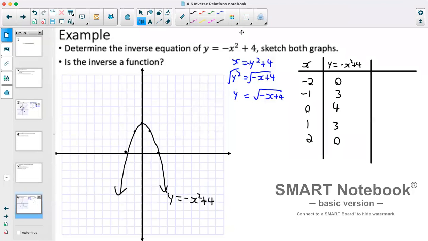Now we'll come up with our coordinates for our inverse. So for x equals f of y, we're at -2, 0, so it becomes 0, -2. -1, 3 becomes 3, -1. 0, 4 becomes 4, 0. 1, 3 becomes 3, 1. 2, 0 becomes 0, 2.